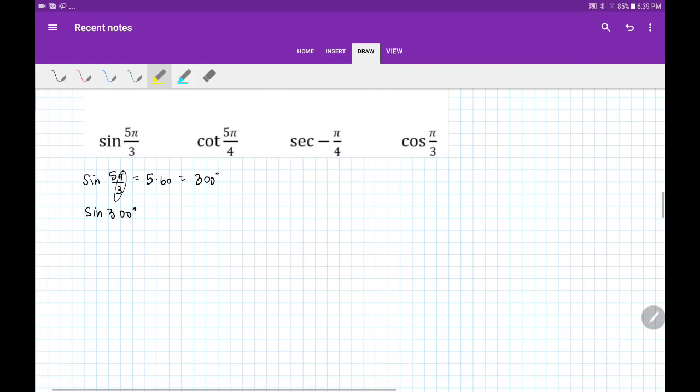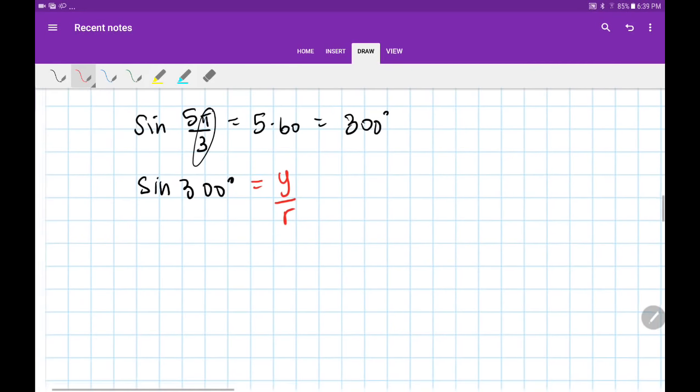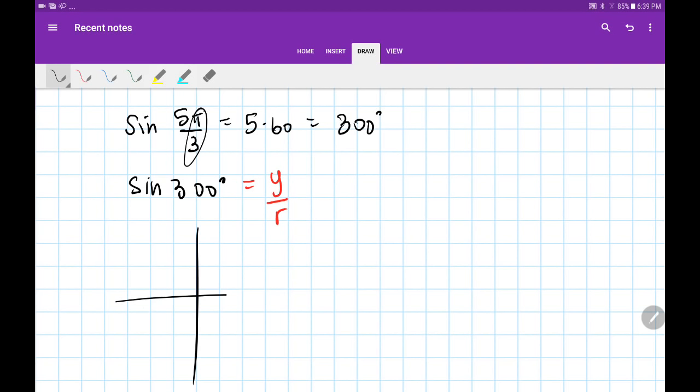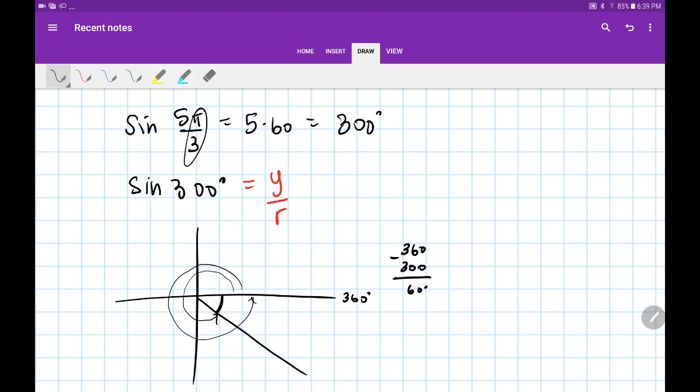Next, we're going to write our formula, which is y over r. And next, we're going to draw 300 degrees. So 300 is going to be in this quadrant. And if this is 300, I need to know this distance. How far is 300 from my x-axis, which is 360? So you can always do subtraction, the big number minus the smaller number. And you'll see that our reference angle is actually 60 degrees.